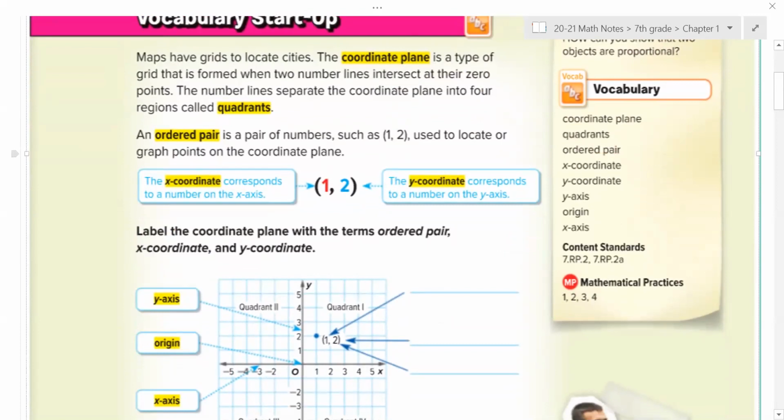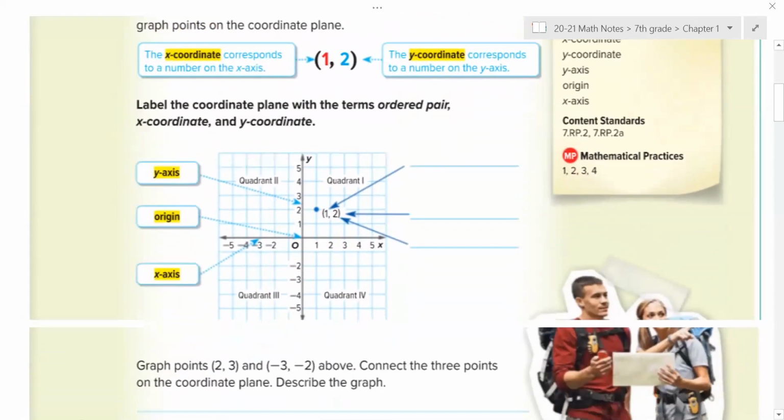An ordered pair is a pair of numbers such as (1, 2), used to locate graph points on a coordinate plane. So this is just like we did on Friday. And the way that it is, is the x value and then the y value. The x coordinate corresponds to the number on the x-axis. The y coordinate corresponds to the number on the y-axis. So this is just like Friday.